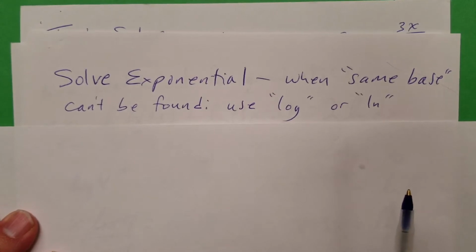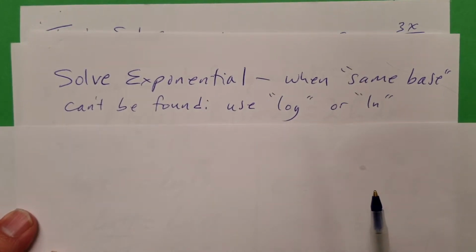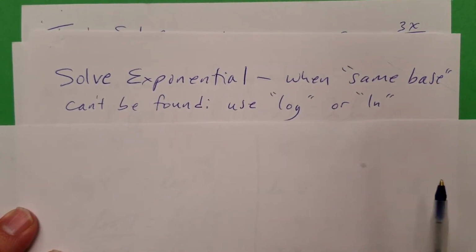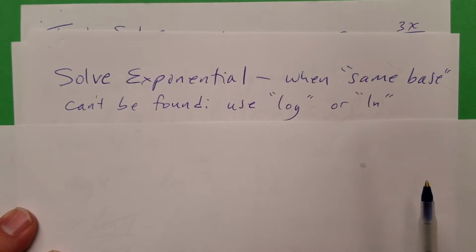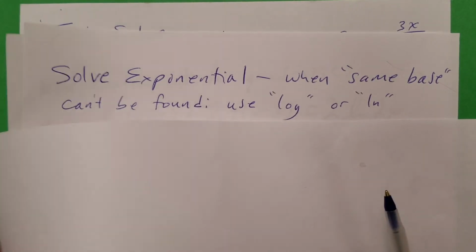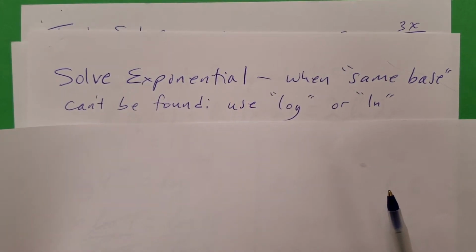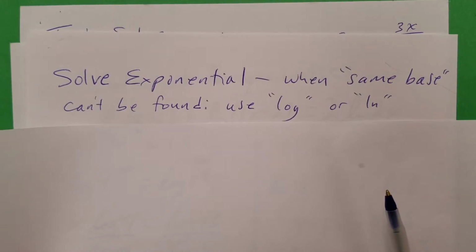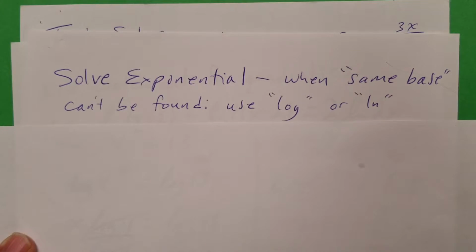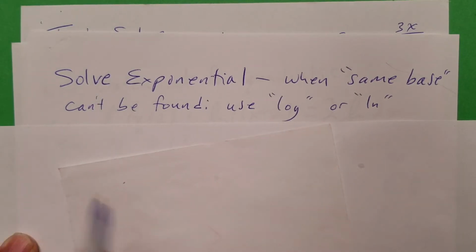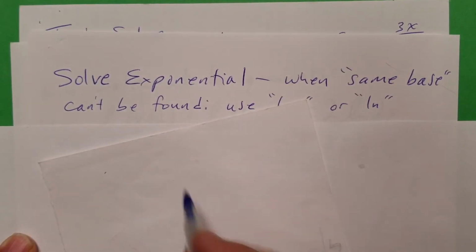Now, when we're doing exponentials again, what if you cannot find the same base? What if you can't find the same base? For example, going back to the beginning, suppose you had, this is an example, I'll give you the official examples in a second, but here's what I'm talking about.